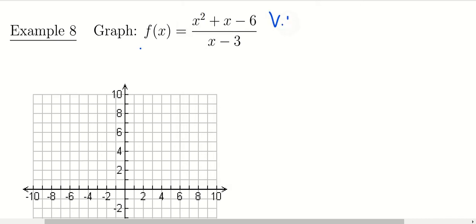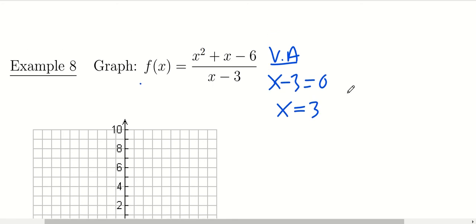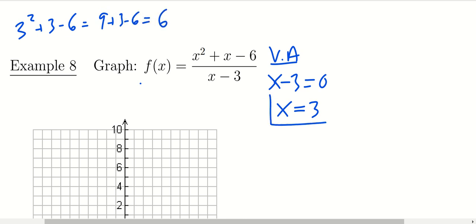To start, let's begin like we've been doing. Let's first find the vertical asymptotes. We set the denominator equal to 0. Solve, we get x equals 3. Let's be careful here. Let's make sure that that value does not also make the numerator 0. So if I plug 3 into the top, that's going to be 9 plus 3 minus 6, which is equal to 6. So that makes the denominator 0, but not also simultaneously the numerator. So we do have a vertical asymptote of x equals 3.